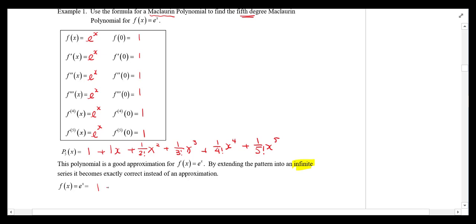It'd be 1 plus x plus, just writing the same thing from above, x squared over 2 factorial plus x cubed over 3 factorial, plus dot dot dot, plus the general term, which is x to the n over n factorial. That's the general way of describing every single one of these terms when I add them together, and then plus dot dot dot. As long as you have this dot dot dot, this is actually equal to the function e to the x. Okay, exactly equal.